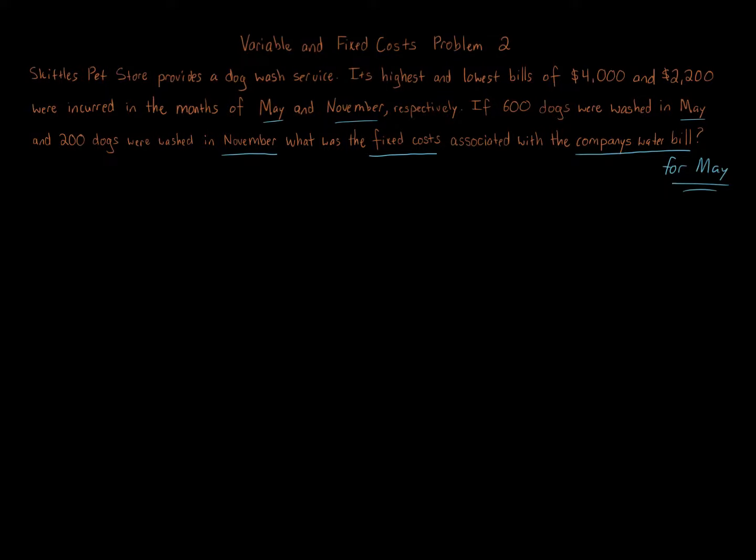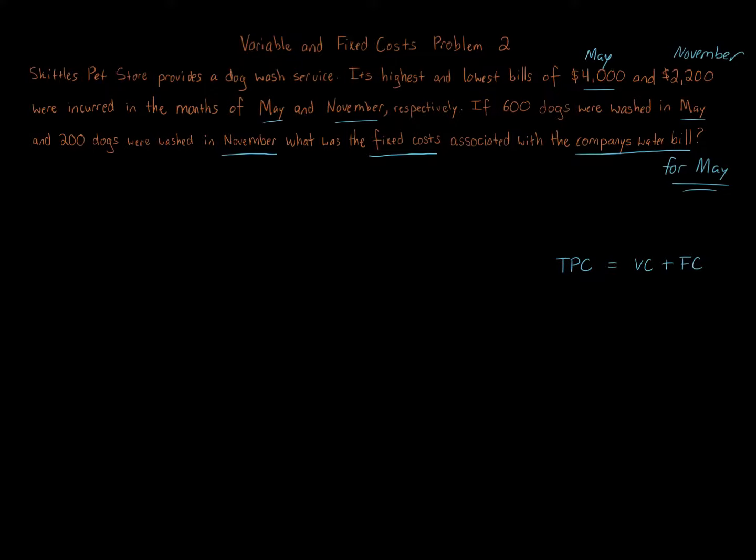We're given the highest and lowest bills of $4,000 and $2,200 were incurred in the months of May and November, respectively. So $4,000, that is the total production cost in May. $2,200, that's the total production cost in November. Remember that total production costs, which I like to abbreviate as TPC, is made up of the sum of variable costs plus fixed costs.